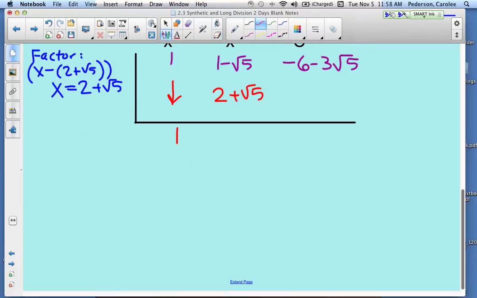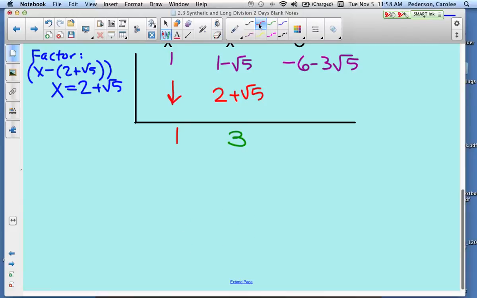If you're not comfortable with adding this column, use your scratch paper. 1 minus the square root of 5 plus 2 plus square root of 5. You add your like parts together. Well, the negative square root of 5 and positive square root of 5 will cancel. And then 1 plus 2 is 3. So you'll get 3 there. Just going to erase my scratch paper.